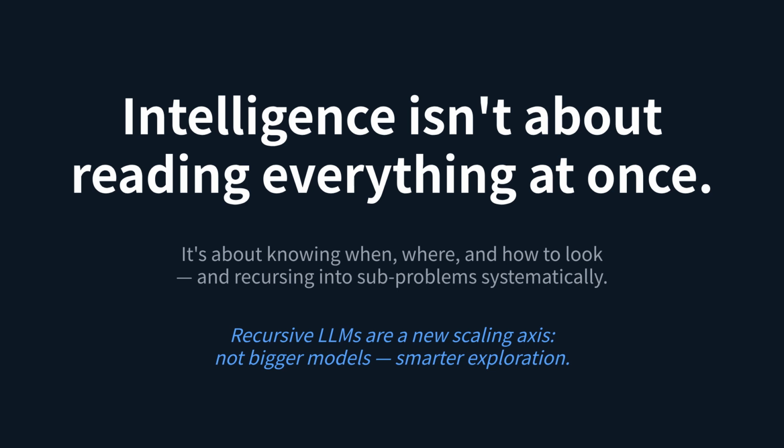The big picture takeaway is this: recursive LLMs represent a shift in how we think about scaling AI capability. For years, the assumption has been that bigger models and longer context windows are how you get smarter systems. RLMs suggest a different axis entirely. Let the model interact symbolically with its environment, recurse into subproblems, and use code as a first-class reasoning tool. A model that knows how to explore data intelligently can outperform a model 10 times its size that just reads everything at once.